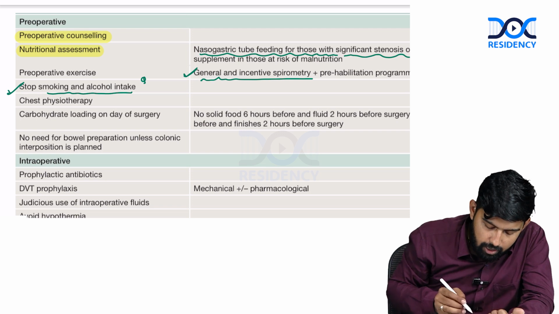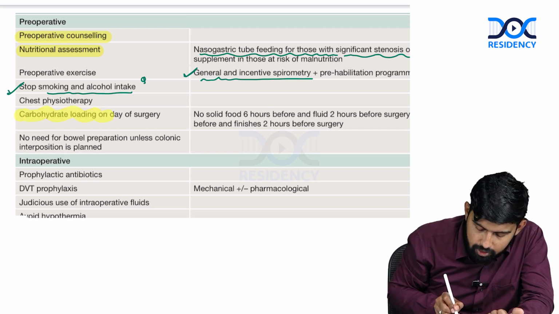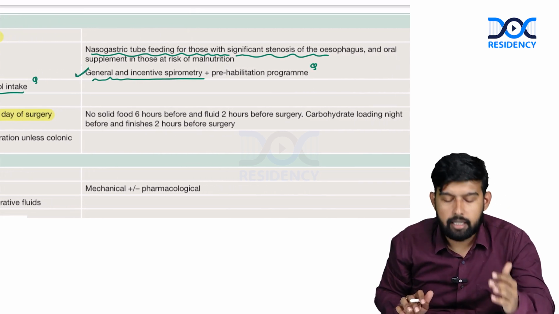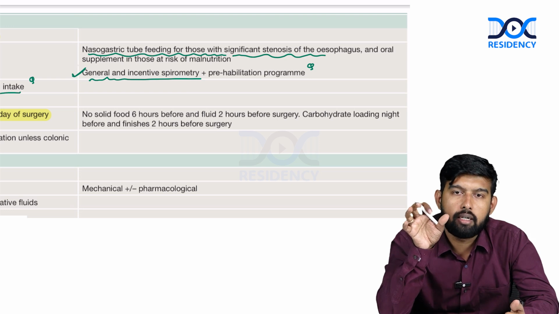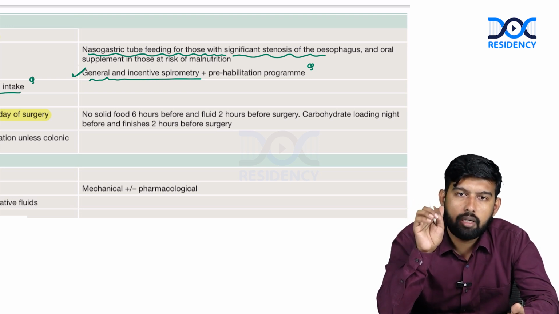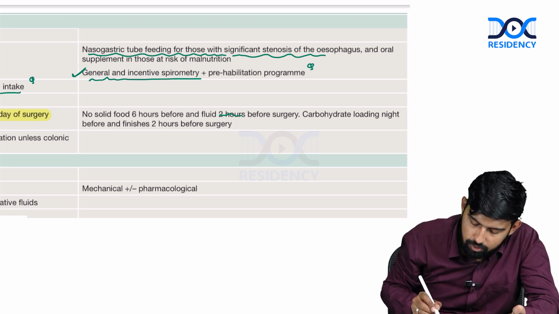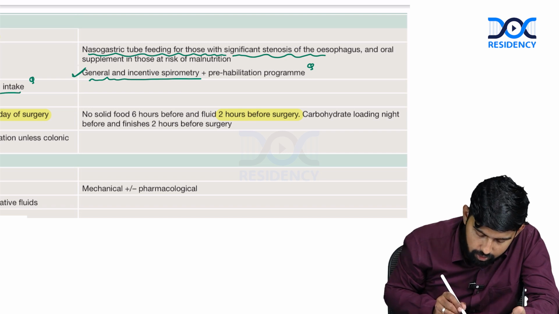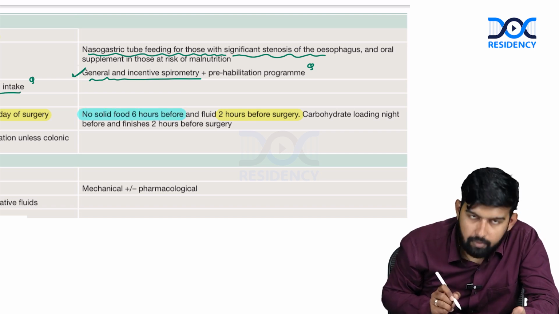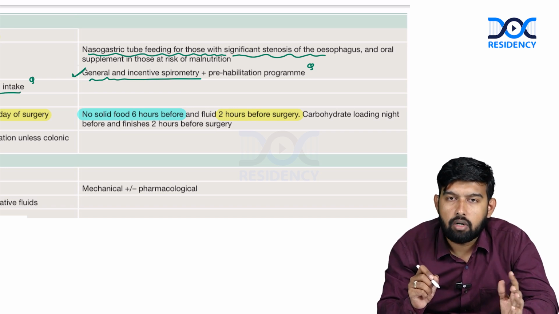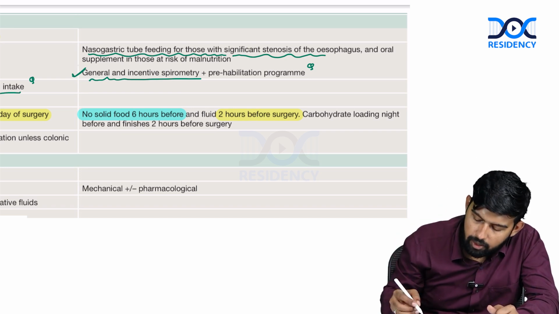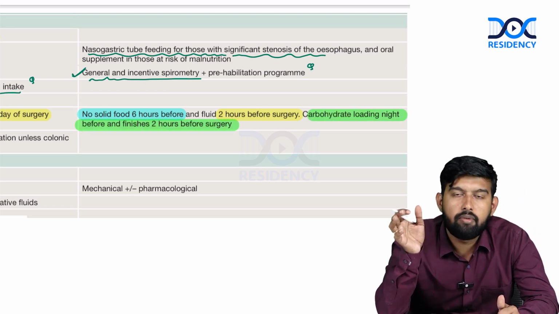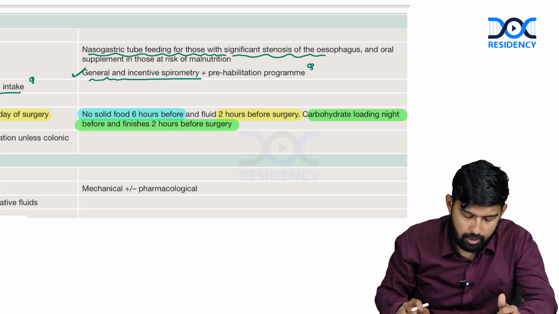And there is a concept of carbohydrate loading on the day of the surgery. A clear carbohydrate loading dose can be given up to 2 hours before the surgery. So no solid food is given 6 hours before the surgery, and clear fluid can be given 2 hours before the surgery, and carbohydrate loading can be done from the night before the surgery up to 2 hours before the surgery.